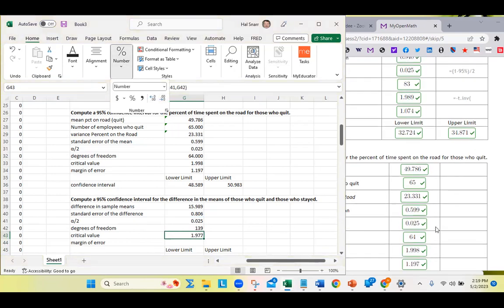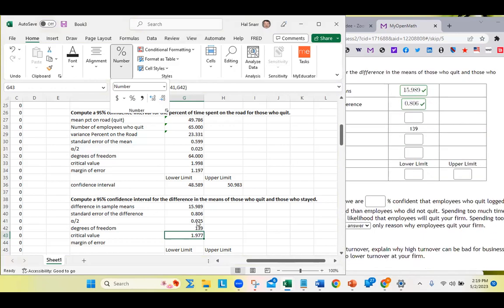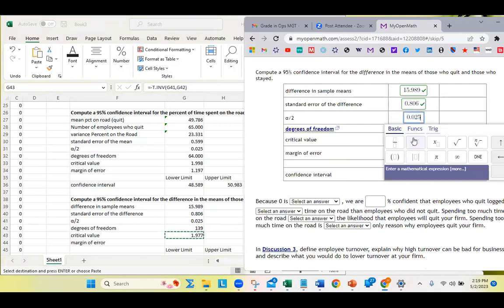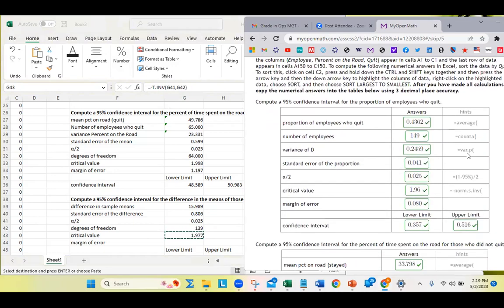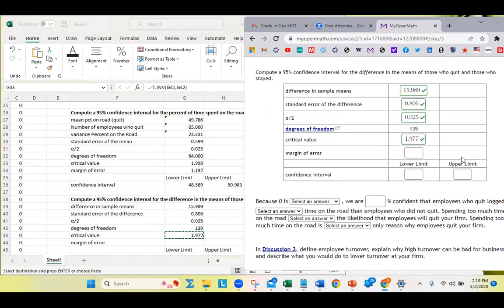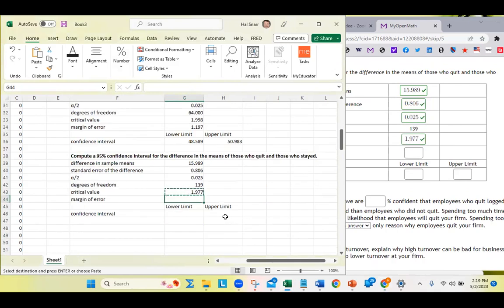We're going to type those numbers in to see if we get them right. So my alpha divided by 2 number, my critical value, enter. I've gotten everything right. All right. Now, how do you calculate the margin of error, Matthew? I have to multiply the standard error and the critical value. Exactly. Hey, learning's going on, dude.